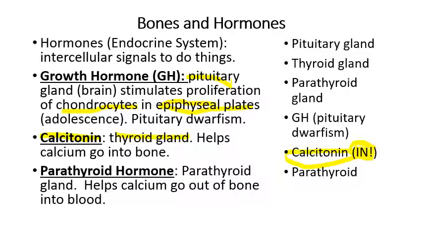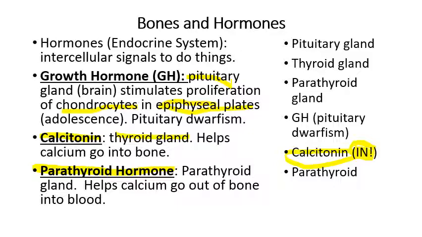The other hormone that controls bone density and bone mass is called parathyroid hormone. Parathyroid hormone causes calcium to come out of the bone, right? And parathyroid hormone is produced by the parathyroid glands. There are 4 of them, and we'll talk about them later.